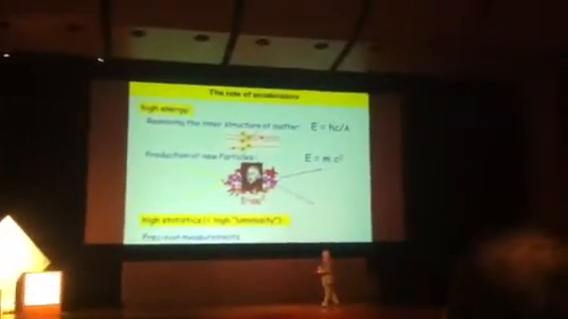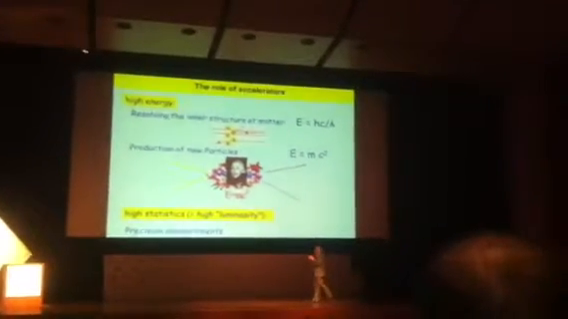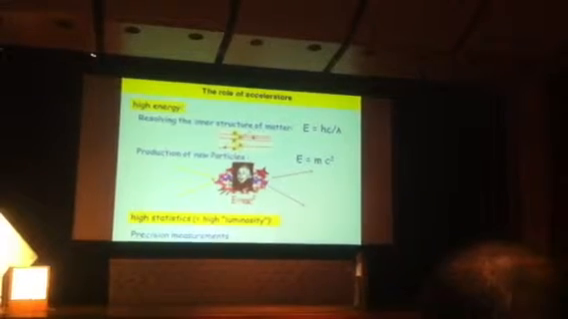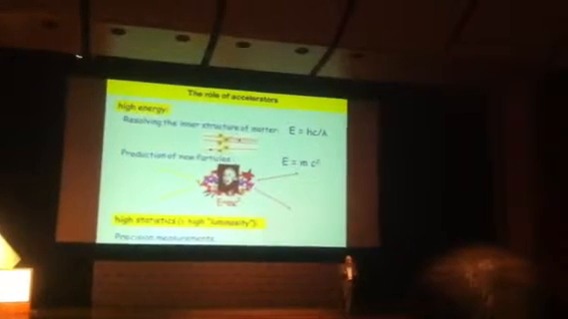High energy for resolving and for producing new particles, and high statistics, that means a high luminosity, high brightness of the accelerator, in order to do precision measurements. You need, of course, a lot of statistics to do your measurements.